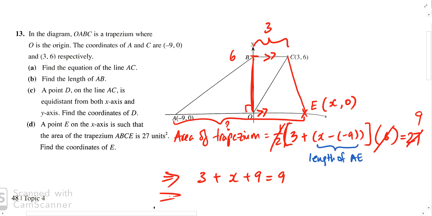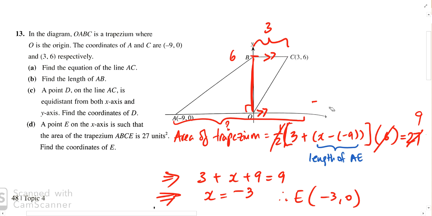So from here we see that x equals -3, which means that x will be lying on the left hand side of the diagram. So point E will be (-3, 0), which means that I will have to revise my diagram drawing. Point E is no longer here. It is in fact over here. Okay, so ABCE is still a parallelogram, still a trapezium, but the area is 27 square units.